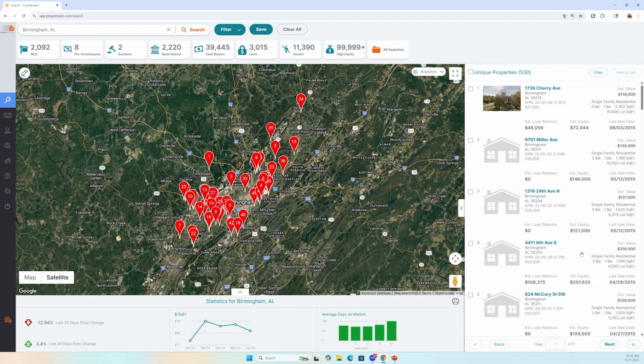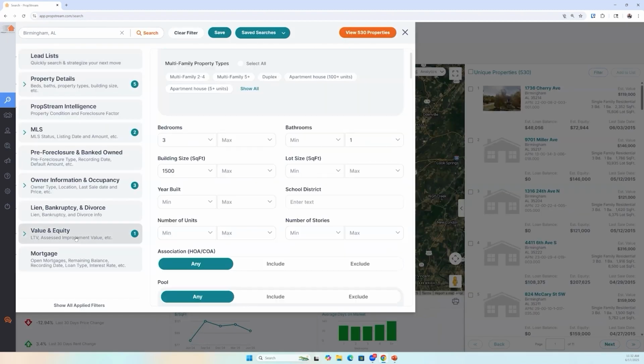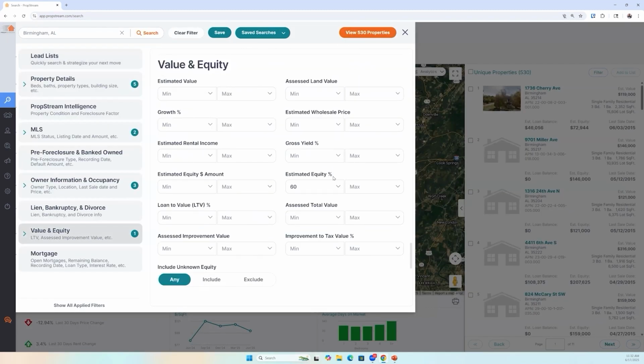How can we use PropStream to find fix and flip or even wholesale properties? Because we've got to capture equity. We can't just get something with really no equity at all; we have to be able to capture it with equity. And that's right in the filter. The most important part is just making sure that you apply that minimum equity.